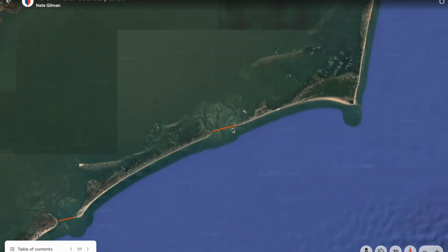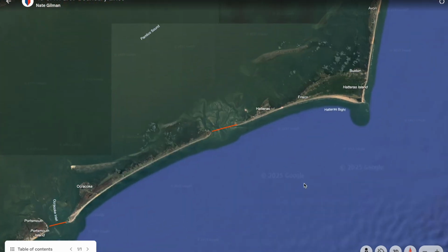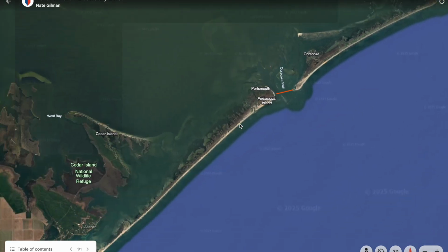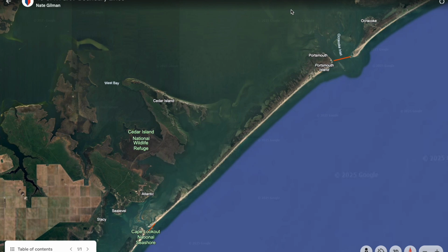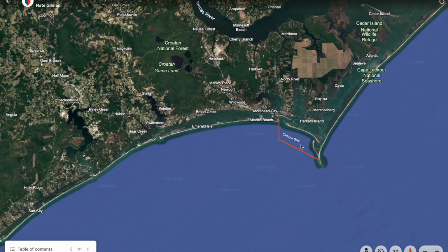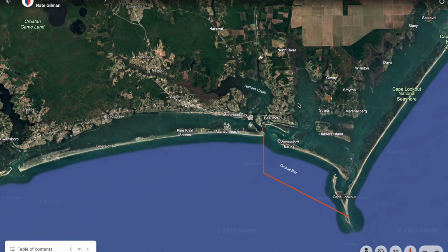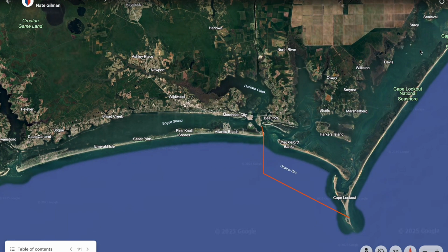Same thing with coming around Hatteras. You have to be inland or near coastal. This is all inland. This is all near coastal. Working our way over, inland and near coastal. If you're working here off Morehead City, everything inside is going to be inland, right?